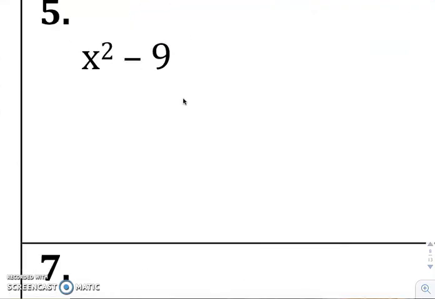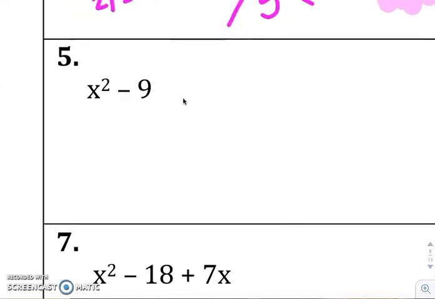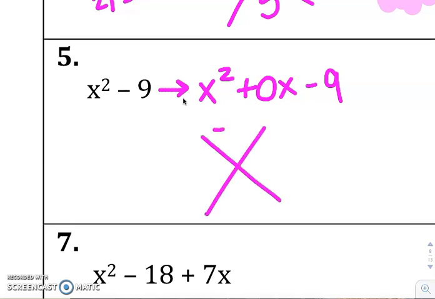X squared minus 9. This one doesn't even have a b term. Well, that is okay. It just has the c, that constant. If there's no x term, there's just an x squared and a constant. You can rewrite, like we've sort of done in the past when it's helpful, you can put a 0 in there. So if there is no x term, just make it 0x. We would normally just leave it blank, but there's nothing wrong with that. And then minus 9. So we are trying to multiply to get negative 9, but adding to get 0.